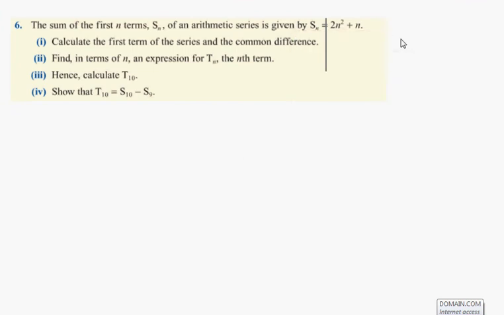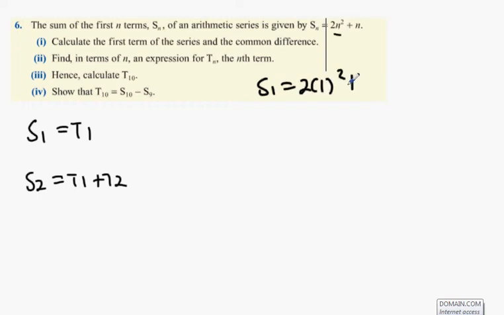The sum of the first n terms of an arithmetic series is given by Sn equals 2n squared plus n. Calculate the first term of the series and the common difference. As I said the other day, S1 is the same thing as T1. S2 is the same thing as T1 plus T2. To find S1, we replace n with 1: 2 times 1 squared plus 1. S1 therefore must be equal to 3. This means that T1 is equal to 3.